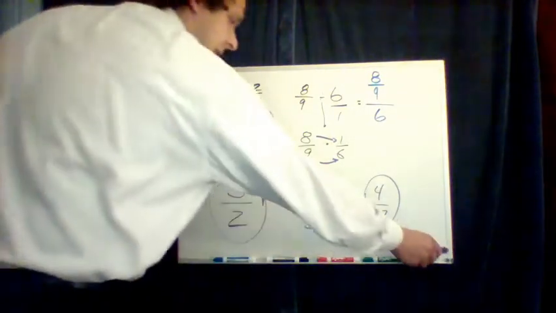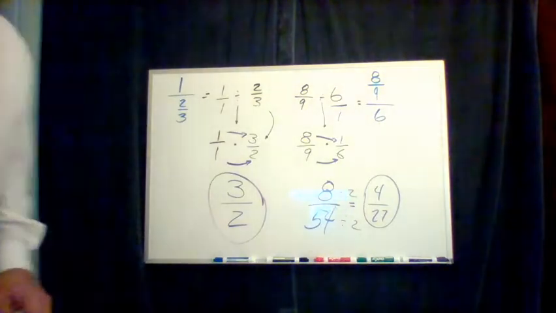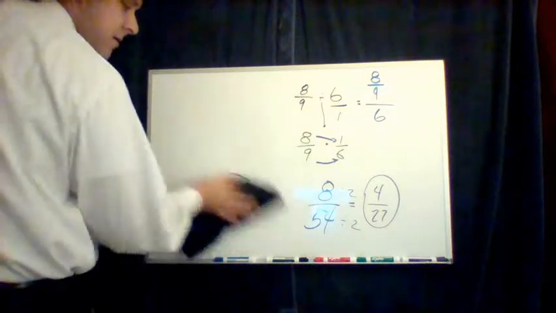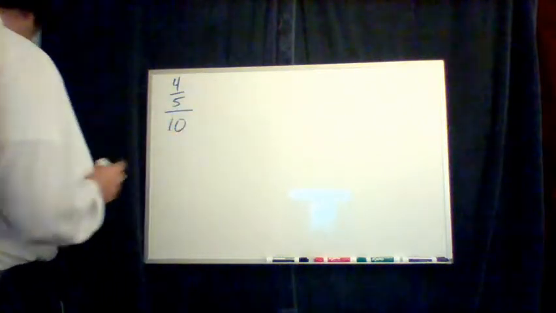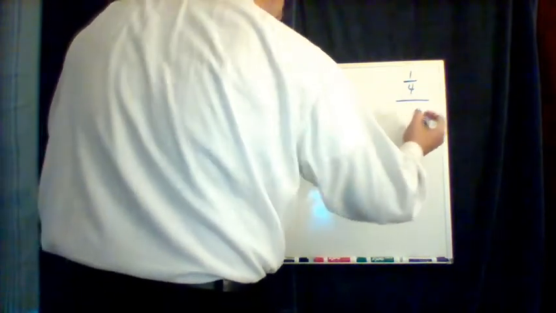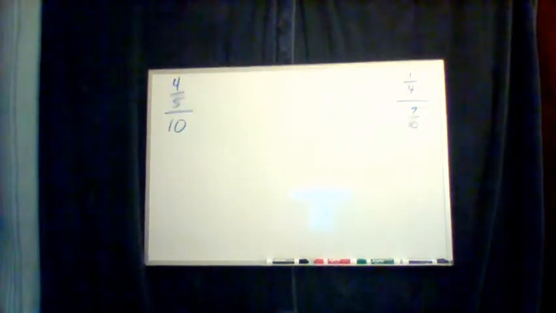All right, so let's try a couple more problems together here. Let's try 5. 5 is 4/5 over 10. This one's crazy. We have 2 fractions in here. Right? If you look at that problem, we have 2 fractions.